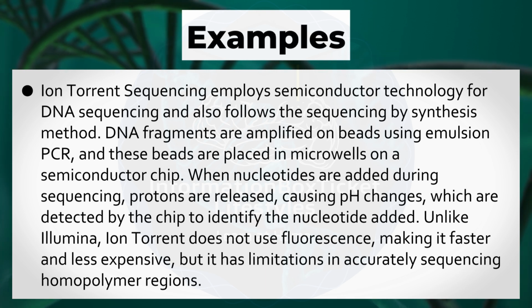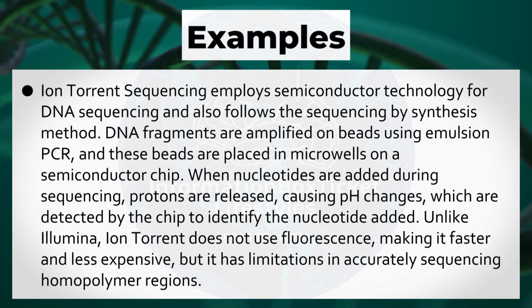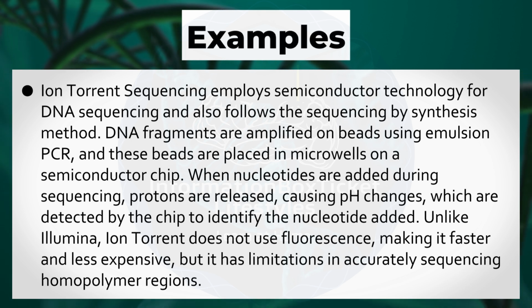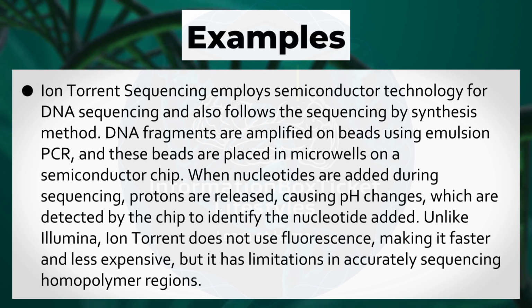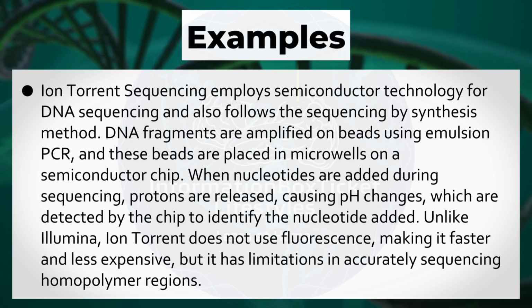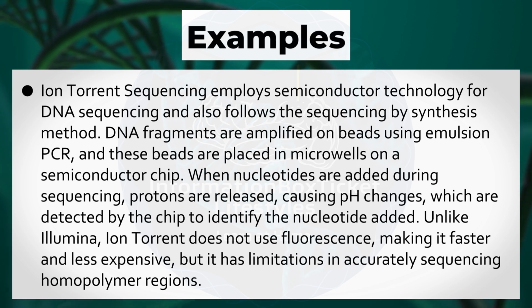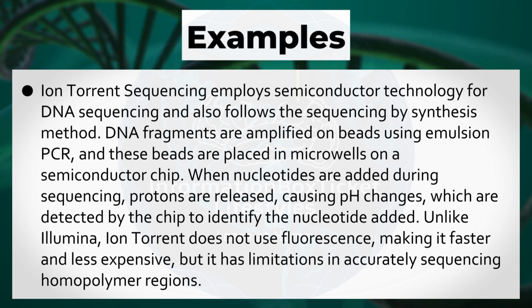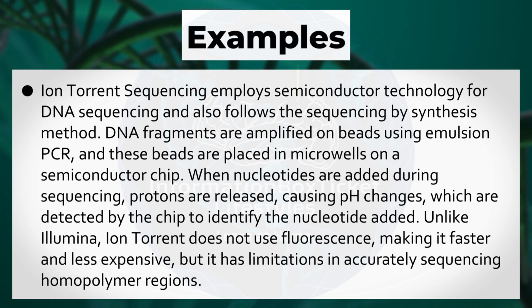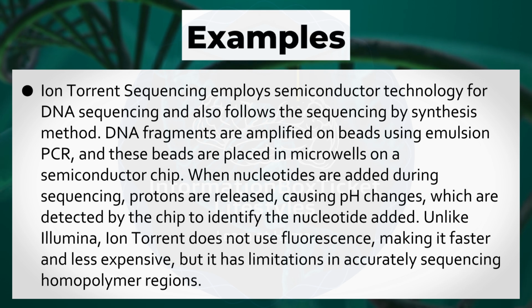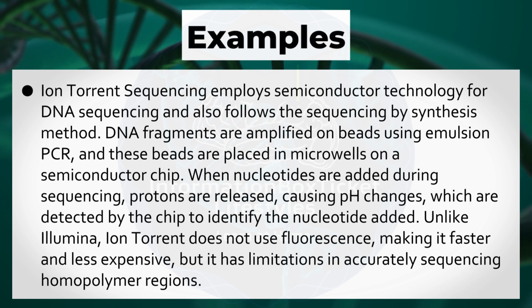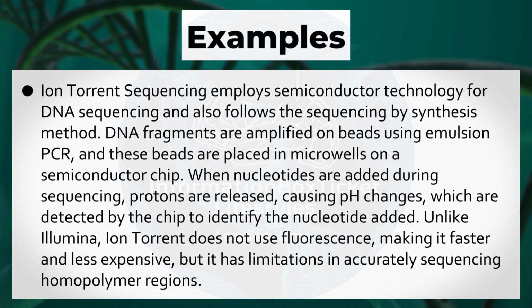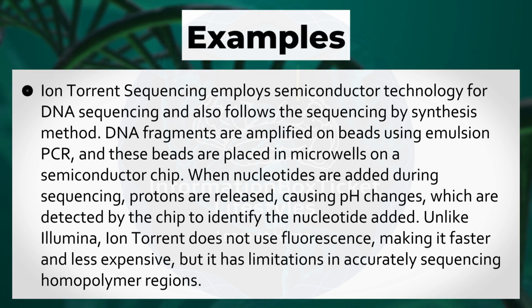Torrent sequencing employs semiconductor technology for DNA sequencing and also follows the sequencing by synthesis method. DNA fragments are amplified on beads using emulsion PCR, and these beads are placed in microwells on a semiconductor chip. When nucleotides are added during sequencing, protons are released, causing pH changes, which are detected by the chip to identify the nucleotide added. Unlike Illumina, Torrent does not use fluorescence, making it faster and less expensive, but it has limitations in accurately sequencing homopolymer regions.